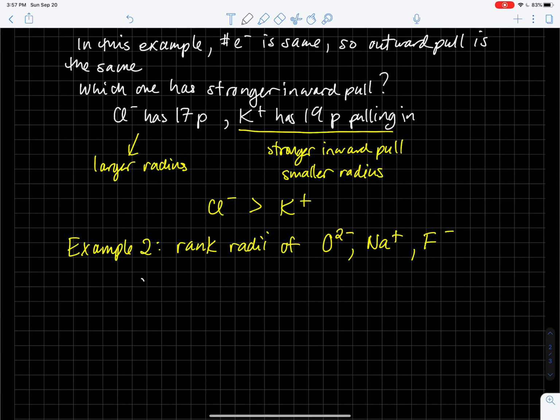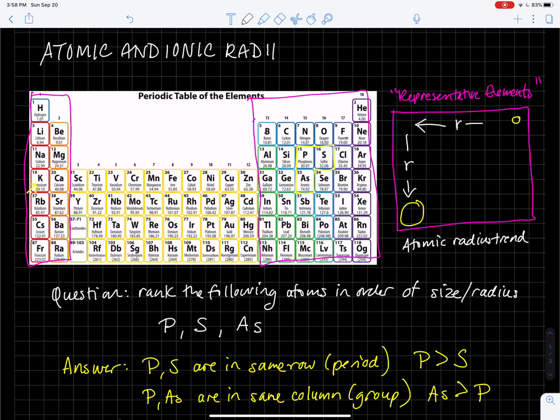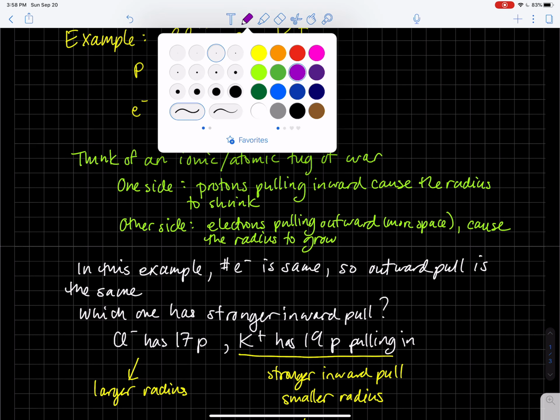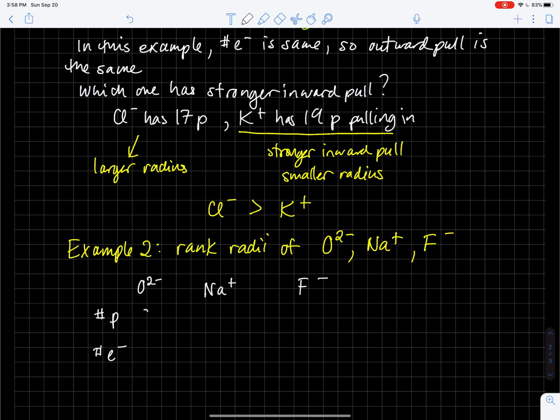Okay, so for my answer, I find it helpful to just make a little table where I have the number of protons and the number of electrons. So I go back up to my periodic table, scroll, and let's see where these folks are. I have oxygen here, fluorine here, and sodium here. So the number of protons for these is their atomic number: 8, 9, and 11. Now, oxygen started out with 8 electrons. It added 2, so it has 10. Sodium started out with 11 electrons, took away 1, also has 10. Fluoride started out with 9, added only 1 because it's minus 1, also 10.